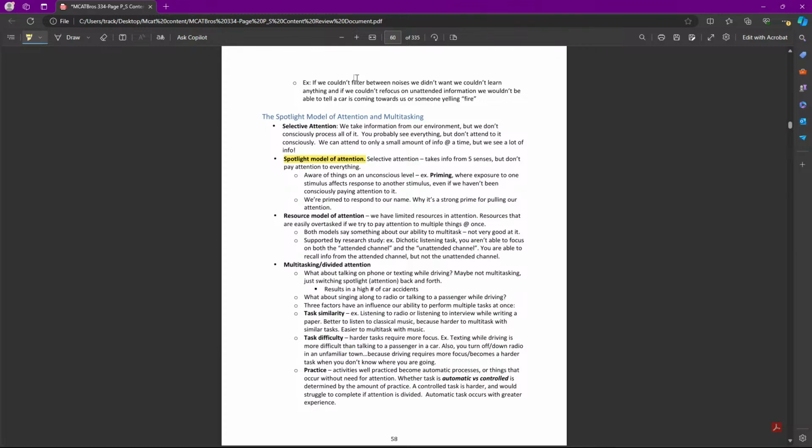Resource model of attention is we have limited resources in attention. Resources that are easily overtasked if we try to pay attention to multiple things at once. So it's basically saying multitasking is difficult because we have limited resources for our attention, and that makes it difficult to focus on many things. Both models say something about our ability to multitask: we are not very good at it, supported by research.